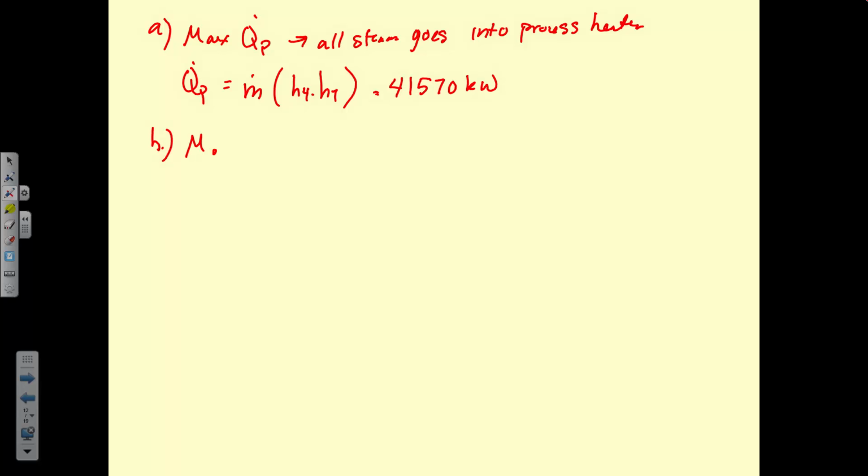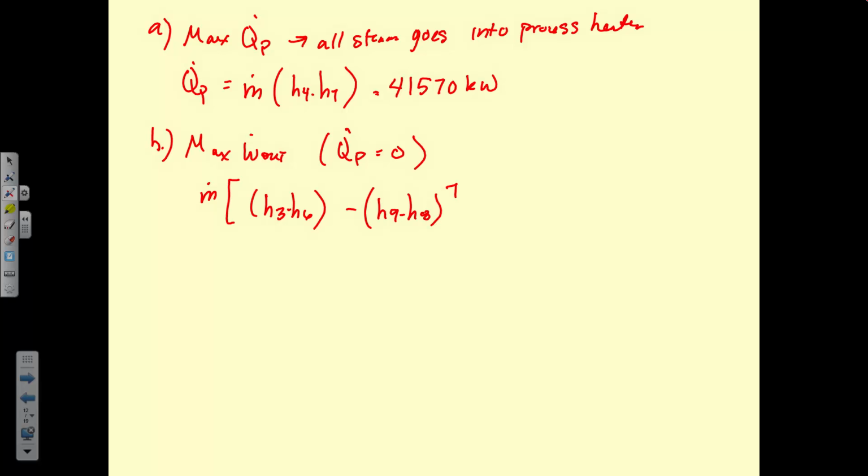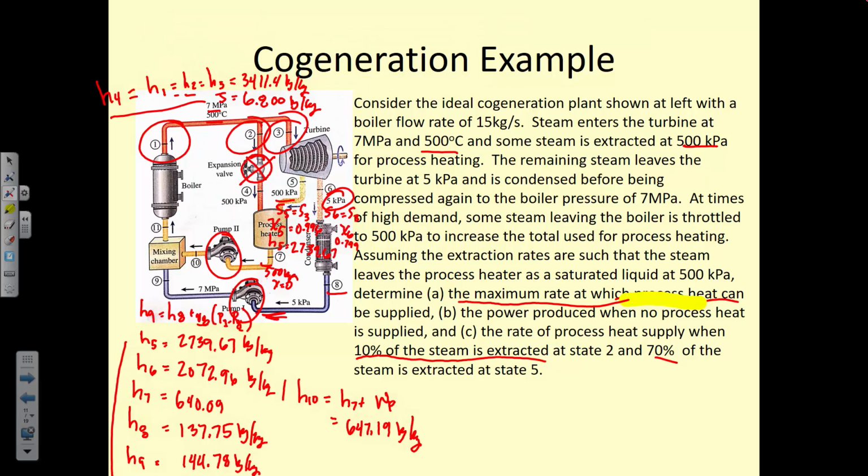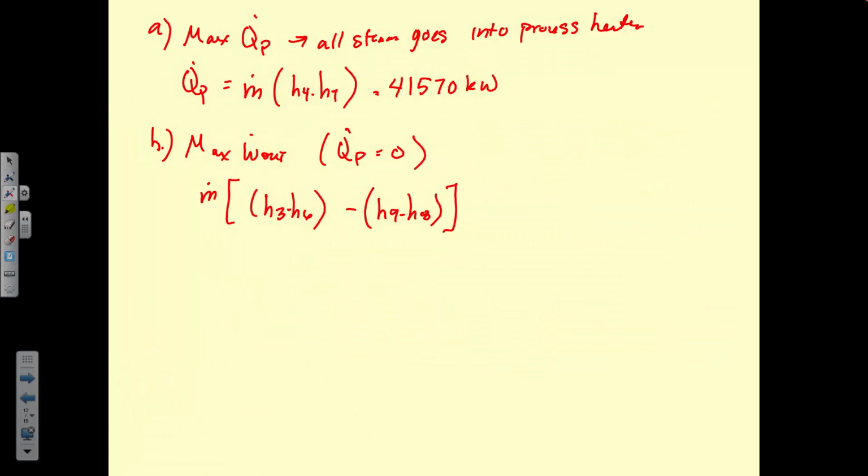And part B, max W dot out, when Q dot P is equal to 0. So we find that's equal to M dot times H3 minus H6, which is the work of the turbine, minus H9 minus H8, which is the work of pump 1. So we subtract off the work of that pump. We don't have to worry about pump 2 because it doesn't come into play. So we find that's 19971.15 kilowatts.